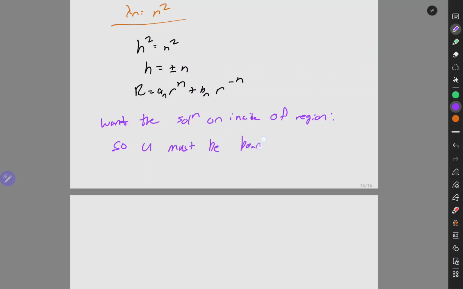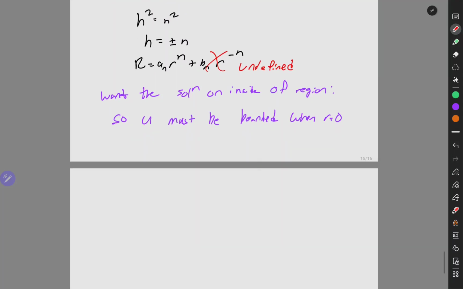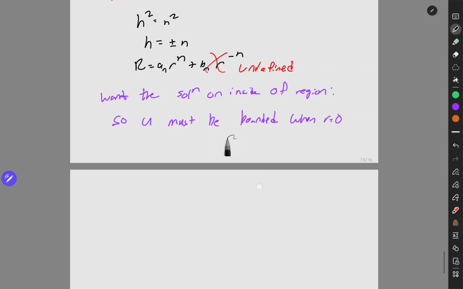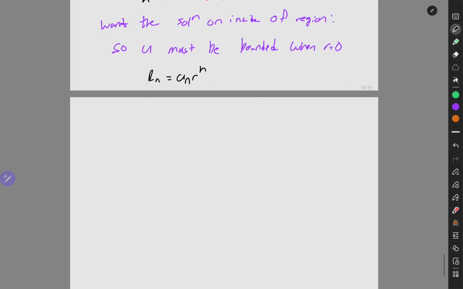We just know that, right? So if r equals 0, this term here is undefined in that case, so we're left with this. So r sub n is equal to a sub n, r sub n. Excuse me. Step 4.